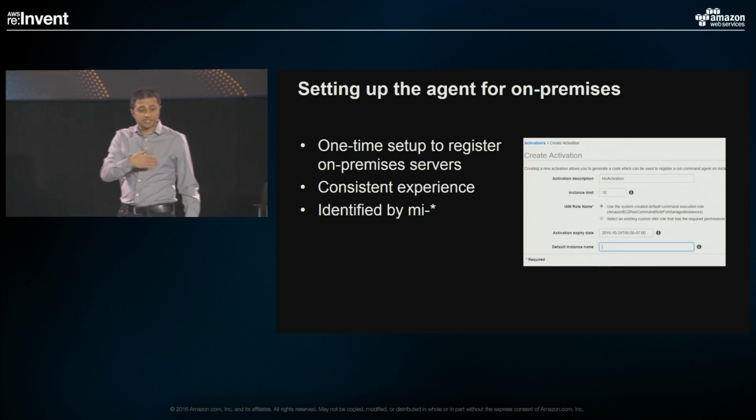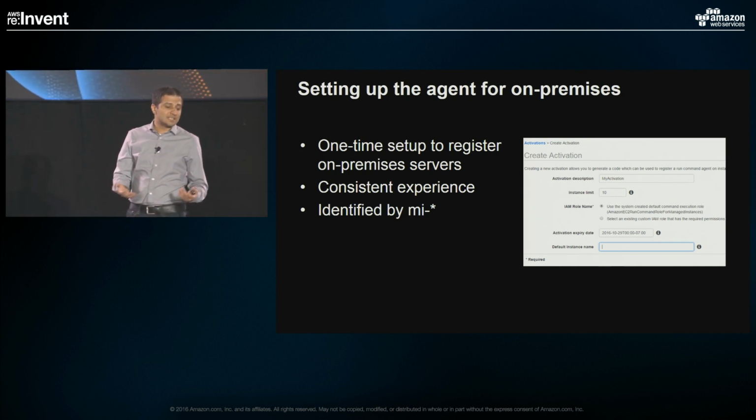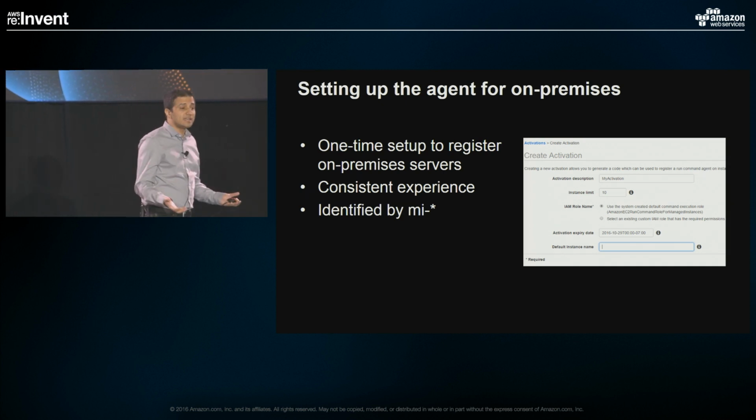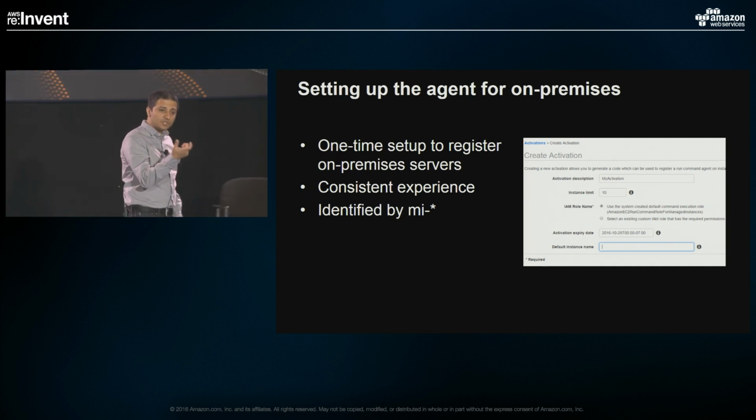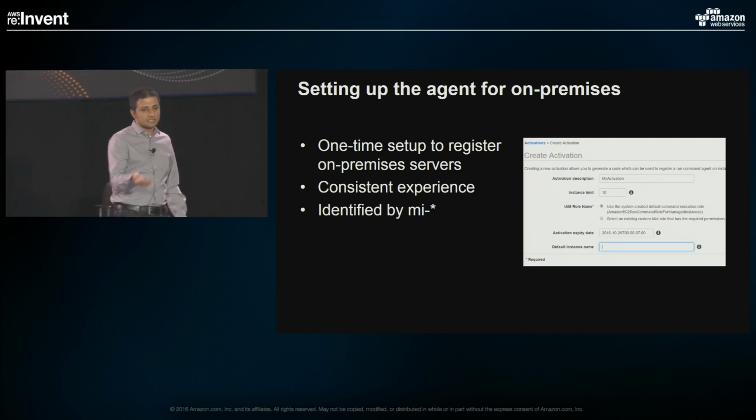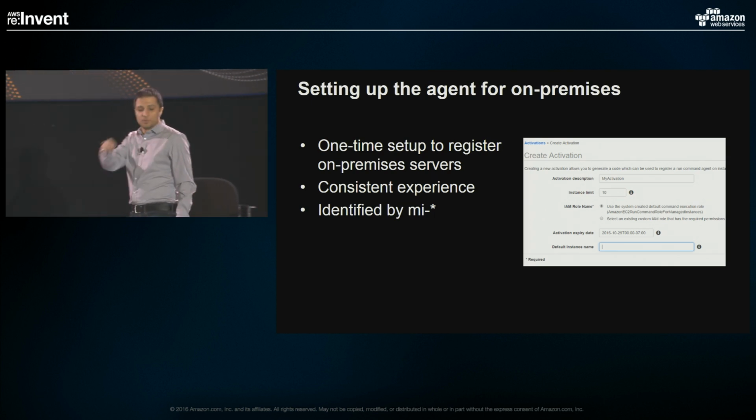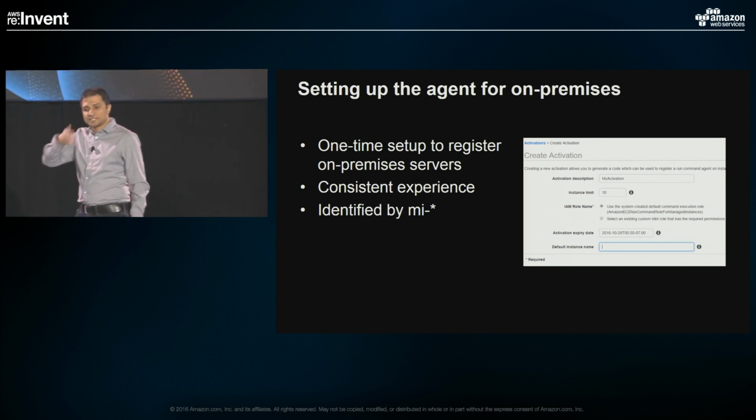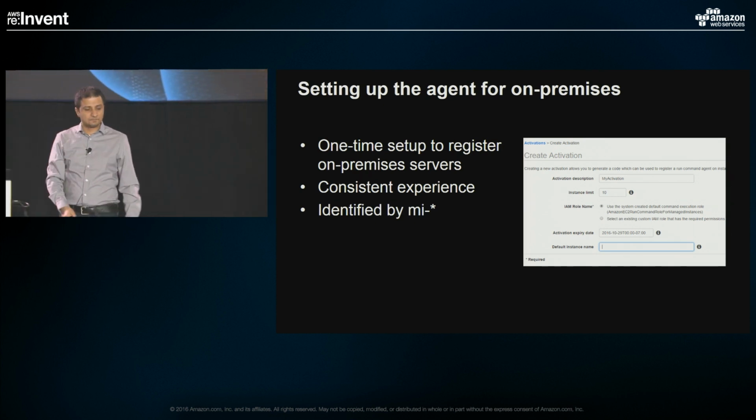So for example, if you look at the screenshot here, I have created a sample activation, and I have said that the limit for this is 10. So that means that using this activation code, I can register up to 10 instances. And then beyond that, when I activate, I will get an activation code that I can use as I'm registering my instances.